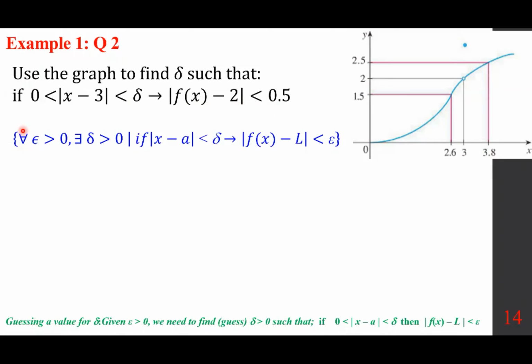And here's the definition that I like to use. Whatever the epsilon larger than 0, there is delta larger than 0. If absolute value of x minus a is less than delta, then f of x minus L is less than epsilon. So we always start with that, because whatever you choose for epsilon. And we know that the limit value is 2. And we put 0.5 here.